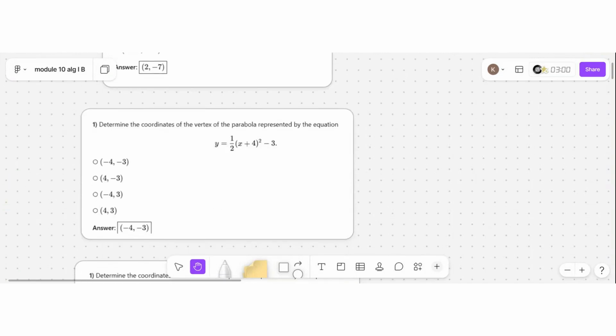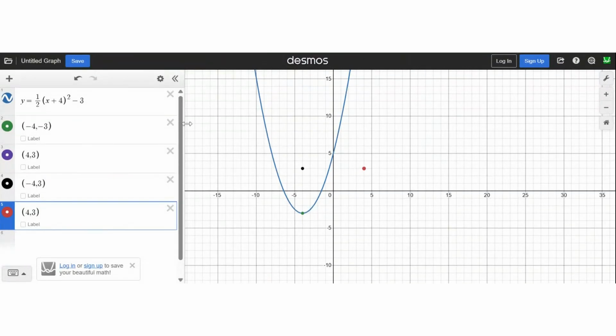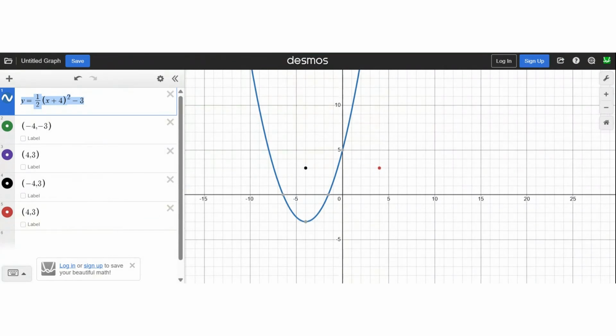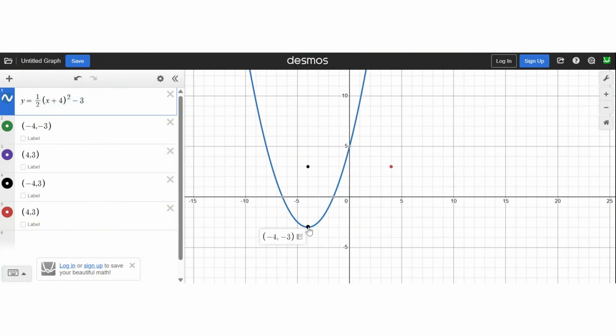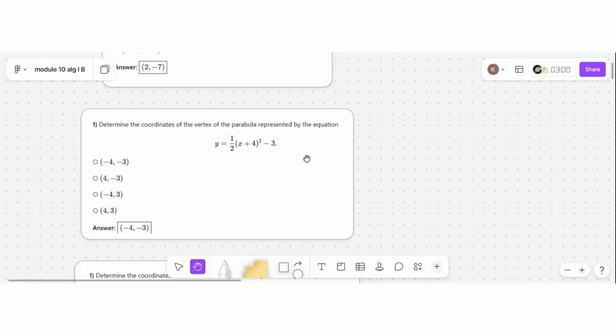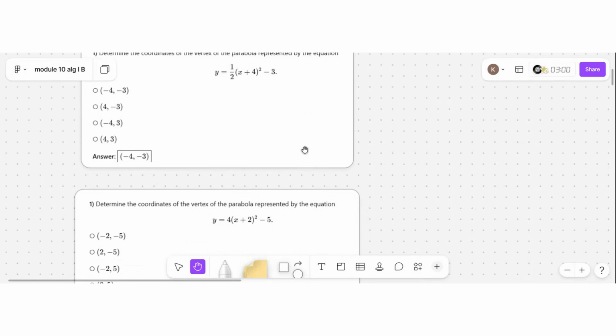Determine the coordinates of the vertex of the parabola represented by this equation. Again, we're talking about the vertex. So I went ahead, typed in my equation and the four possible answers, and we're going to see which one is the vertex. So when I click on the vertex where it shifts direction, it's the one I typed in right here in green, (-4, -3). So that is the correct answer for that one. So that's how you can solve problems like this one where it's asking for the vertex.